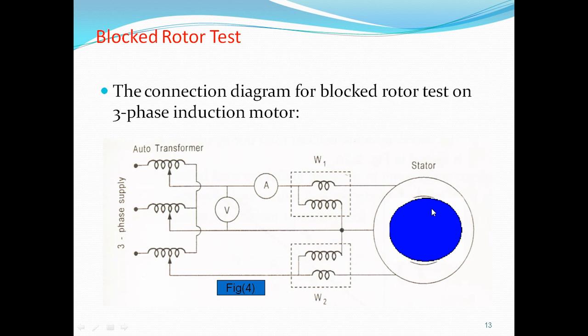Here you can see the rotor is blocked with the S1, S2 springs and the belt. By using the belt, the rotor is blocked. The rotor is not going to rotate. And we apply the rated current and take the readings of the ammeter, voltmeter, and wattmeters. So W1 plus W2 gives the input power under short circuit condition.